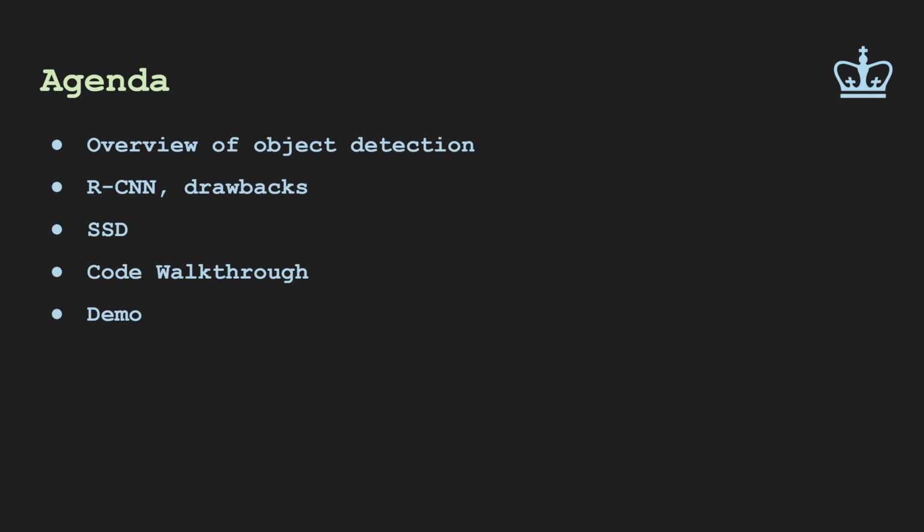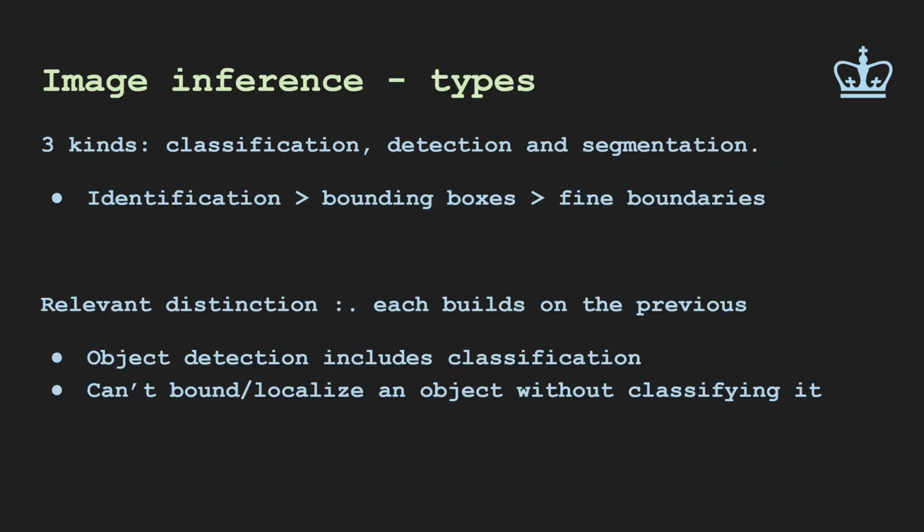Our discussion is going to start with a quick overview of object detection, followed by an understanding of RCNNs as well as their drawbacks. Next, we'll move on to SSD itself and discuss its architecture and why it works so well, followed by a code walkthrough of both our TensorFlow model as well as the web application. And lastly, we'll conclude with a real-time object detection demonstration.